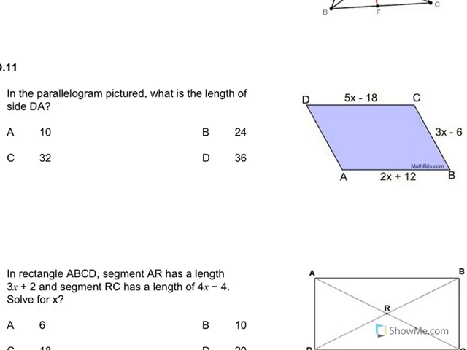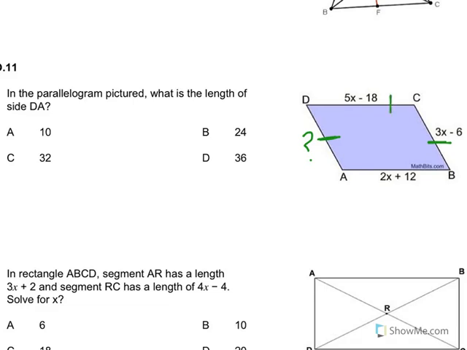So this review is Learn Check 1, Parallelograms. And this is question number 5. Question number 5 says, in the parallelogram pictured, what is the length of side DA? So we want to know this length. Now what we should know is this length is the same as this length. So if we knew BC, we would know DA.